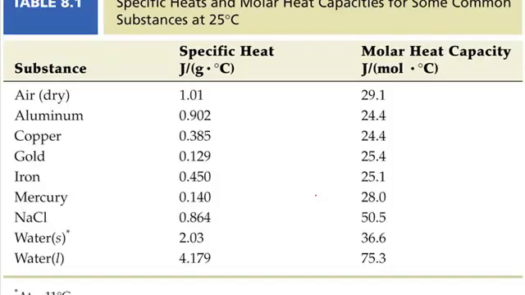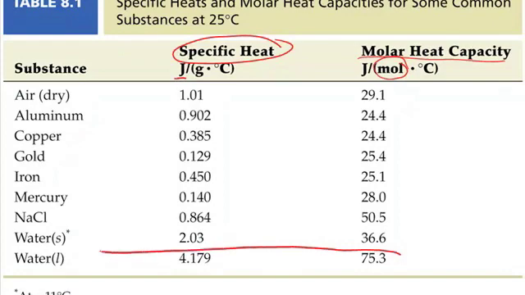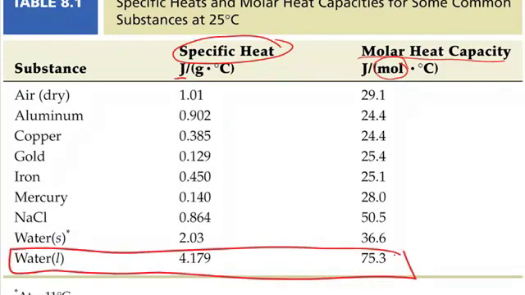Here's an example of a table, and you can see here that we have specific heat, which is the amount of energy needed to raise 1 gram by 1 degree Celsius in joules. We also have molar heat capacity, which is the amount of energy to raise 1 mole of a substance by 1 degree Celsius. As you can see down at the bottom, water has a very high specific heat, which means it takes a very long time to heat up, and a lot of energy is inputted in order to heat up that water.